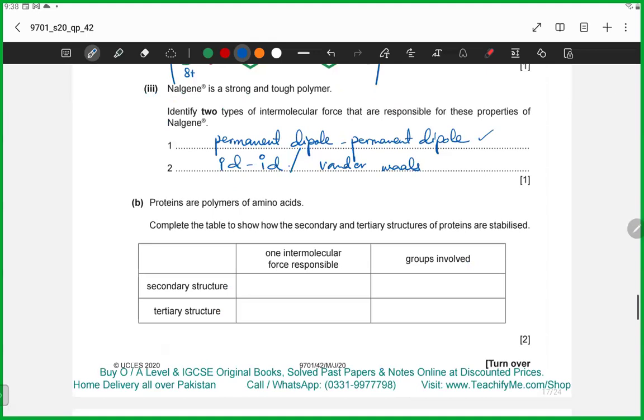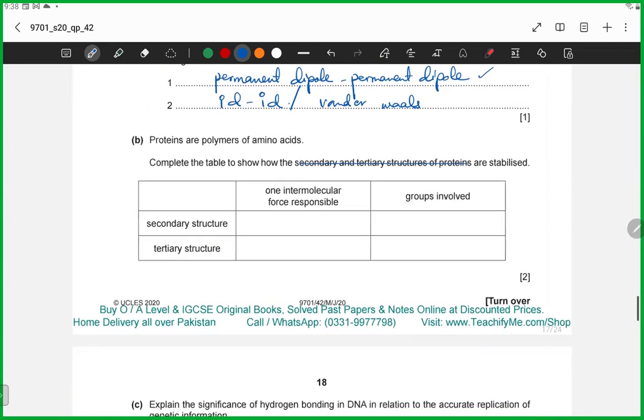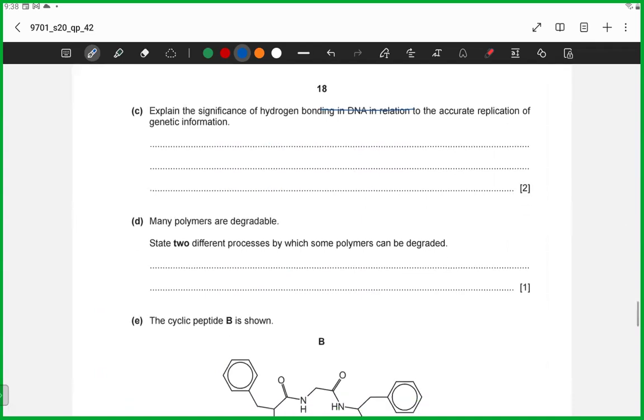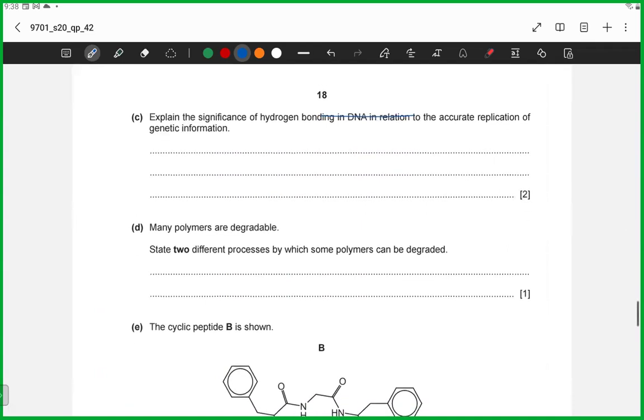It says complete the table to show how the secondary and tertiary structure of the protein is. This is no longer part of your course, so we can skip that. The DNA part is also gone. DNA basics are there, but the other part is all gone.